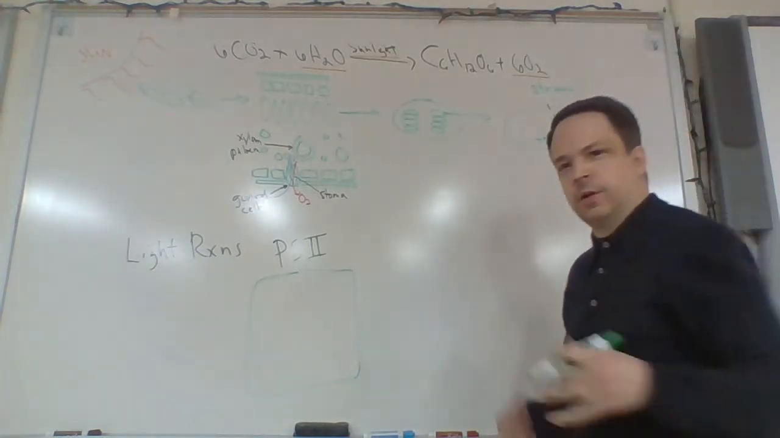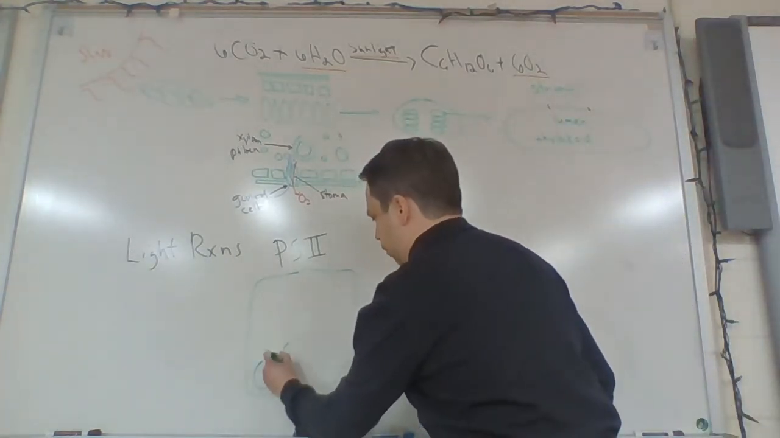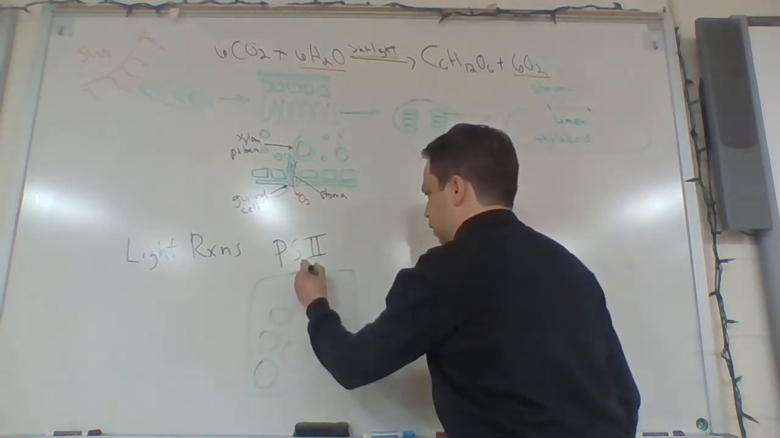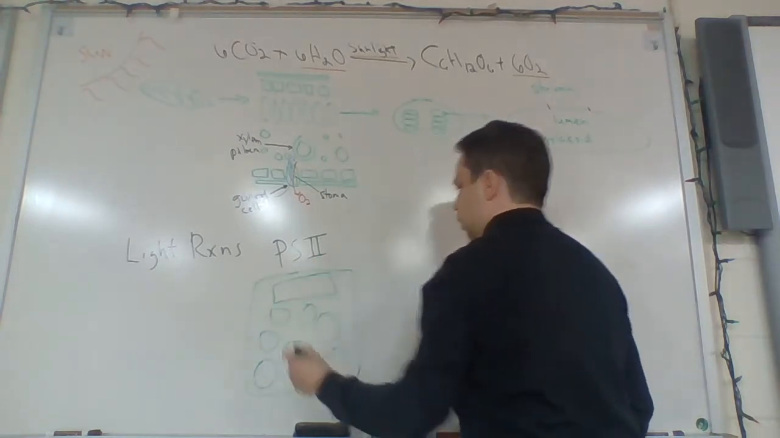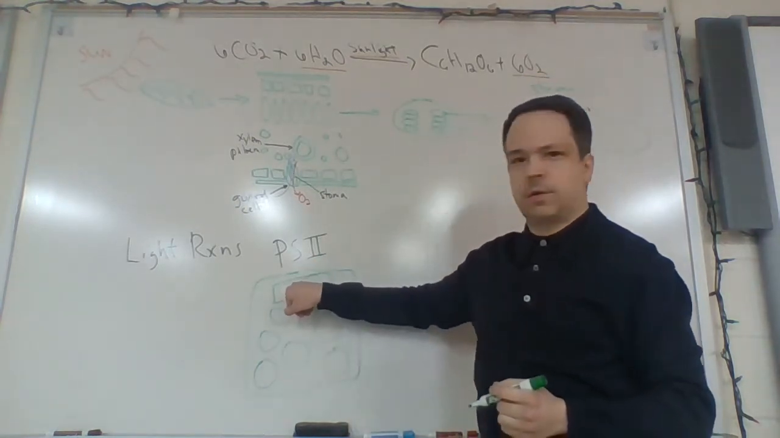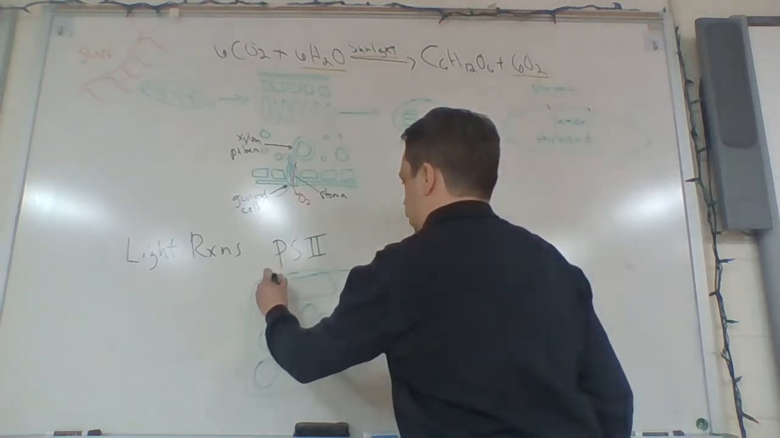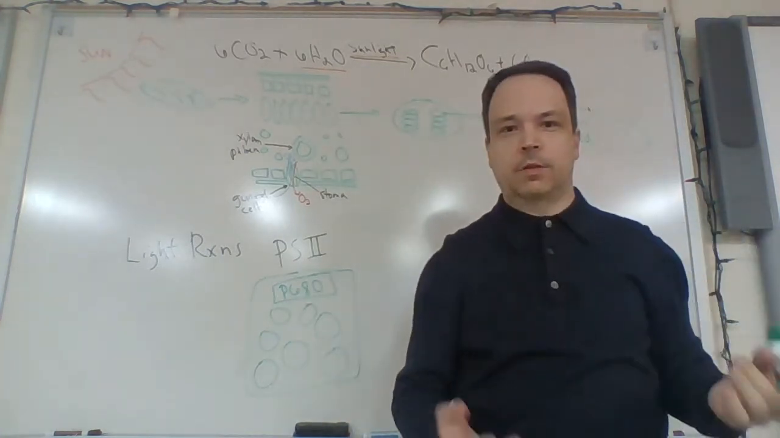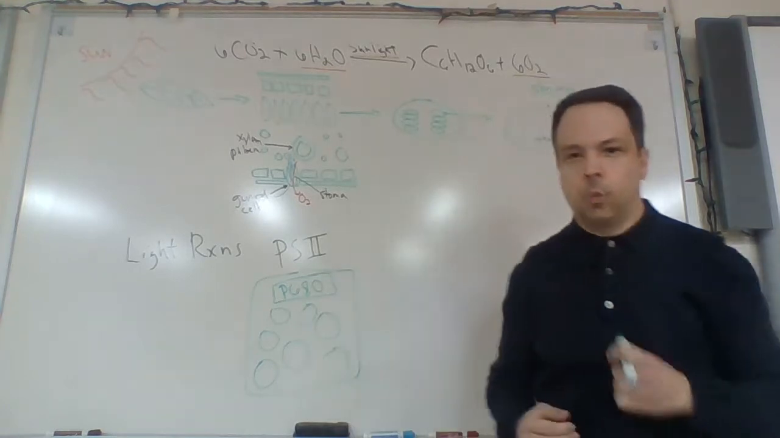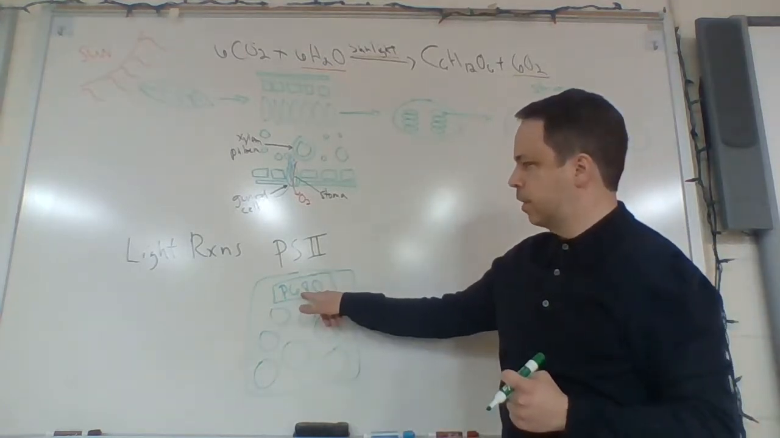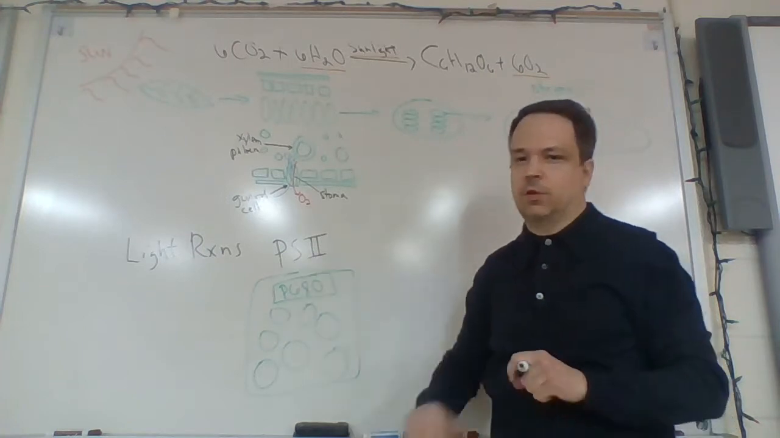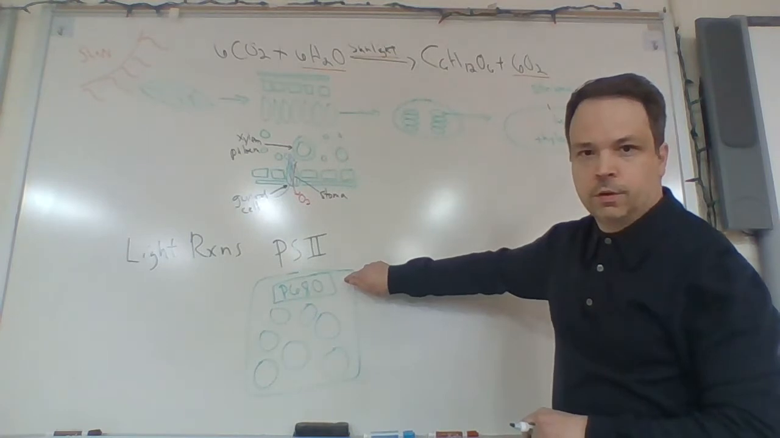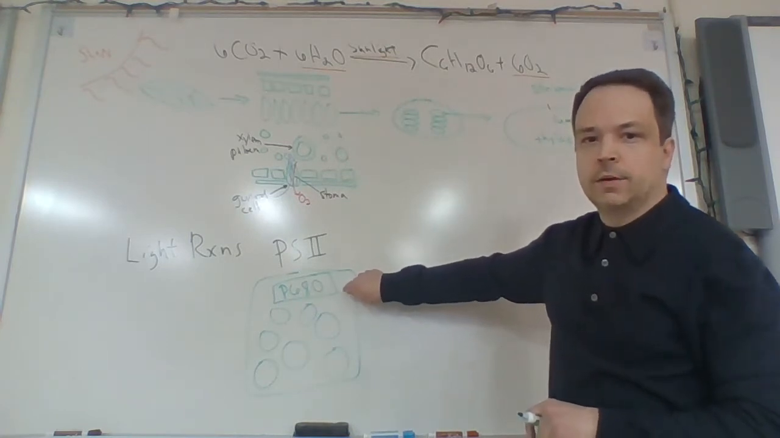Photosystem 2 is really a cluster of harvester pigments. I'm just going to indicate them with these little circles here. Harvester pigments and what's called a reaction center. This one is P680. It gets that name because it just means pigment 680. It's absorbing wavelengths of light that are 680 nanometers. Don't worry about that too much, but just know that photosystem 2 contains a reaction center that's called P680.